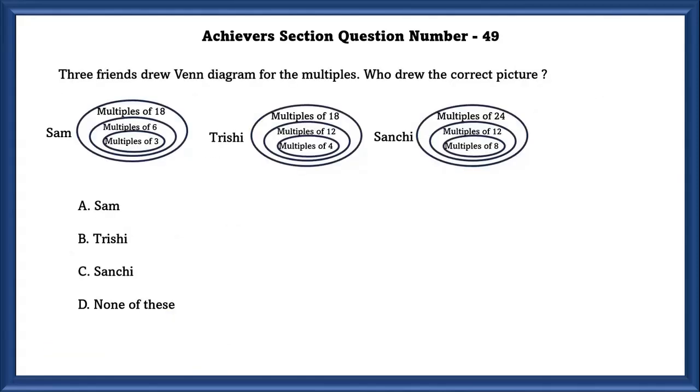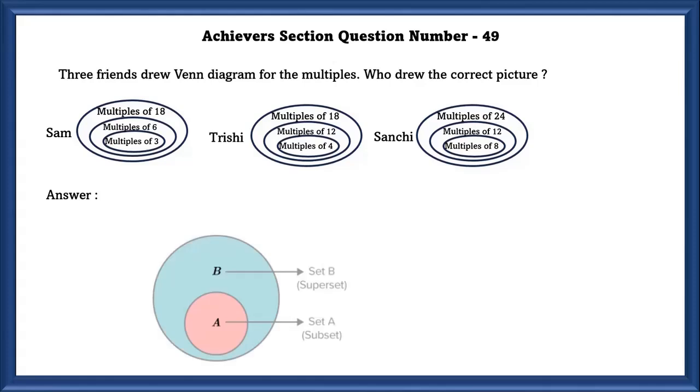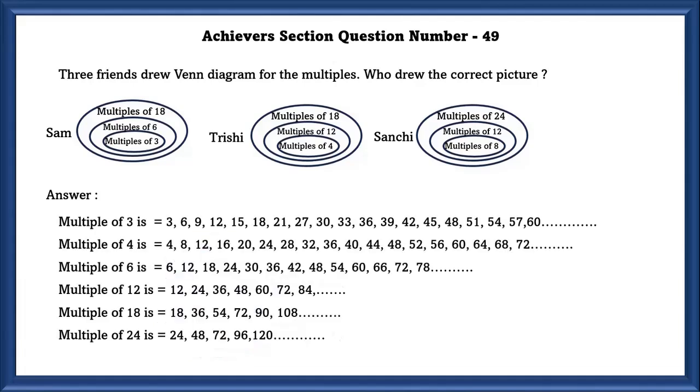Mathematics question number 49. In order to find out this question, we need to know a term called subset. A set A is said to be a subset of another set B if every element of set A is also an element of set B. So now we'll see that Sam arranged multiples of 3 as subset of multiples of 6 and 18. Superset multiples of 18 should have everything in its subset, that is multiples of 3. Here multiples of 3 have 6, 9, 12 and 15 which are not in superset, that is multiples of 18. So this arrangement is not correct.